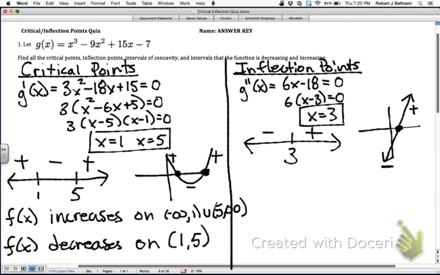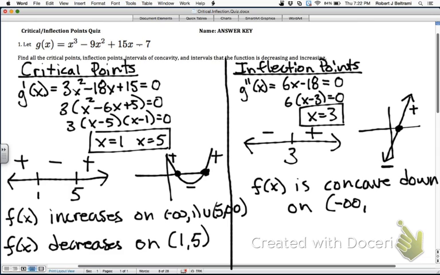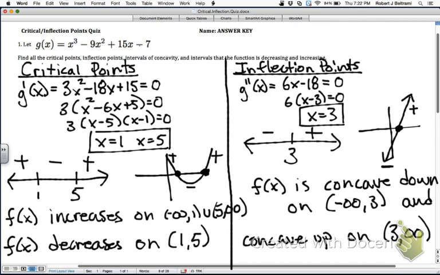So now looking at our function, what this tells us is that f of x is concave down on the interval from negative infinity to 3, and concave up on the interval from 3 to positive infinity. So there you have it. Here's our answer key. And we went through and did this, assigning points to the projects.